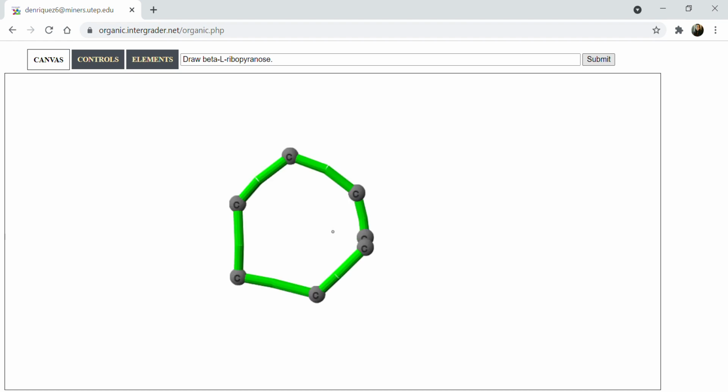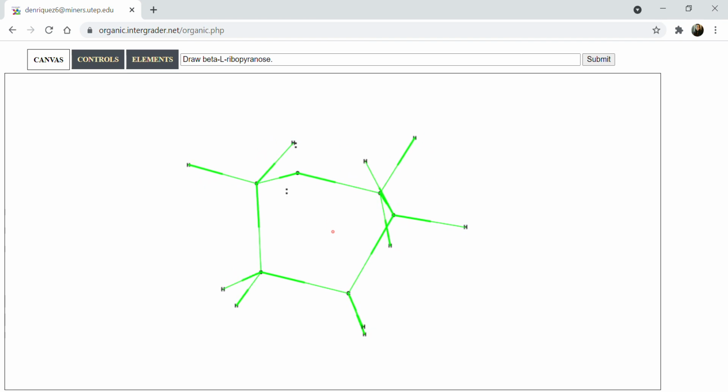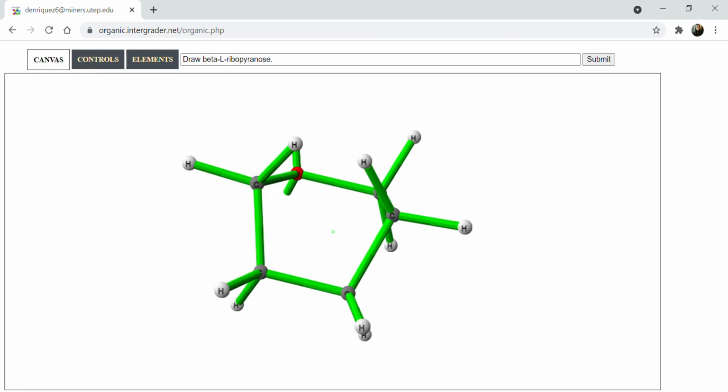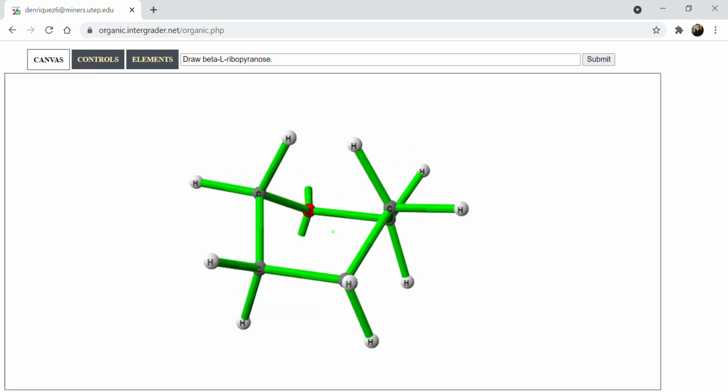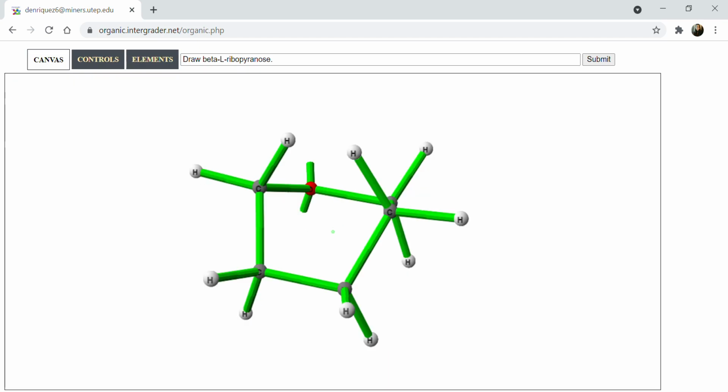Okay, so I see it ends in pyranose, so I'm going to do my 6-member ring. I'm going to do my oxygen, and I'm going to add my hydrogens. I see it's L, but I'm going to be drawing the D version, and then I will go ahead and mirror it at the very end. So I've got my oxygens, and I see it's a beta, so I'll put it on top, and then I'll look at my ribose and start reading my code.